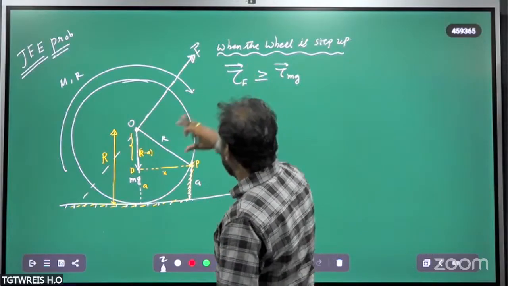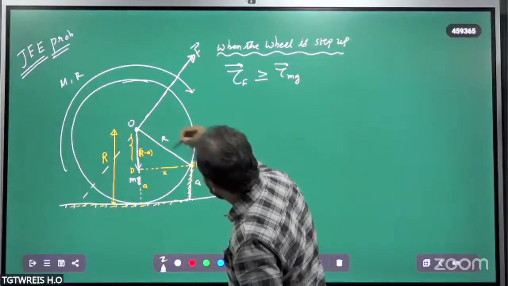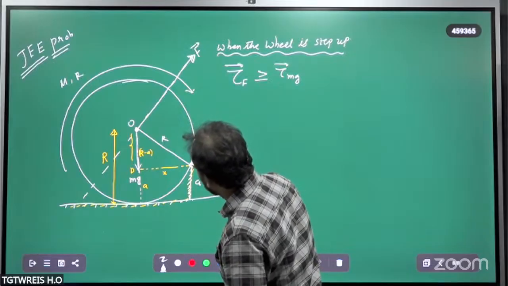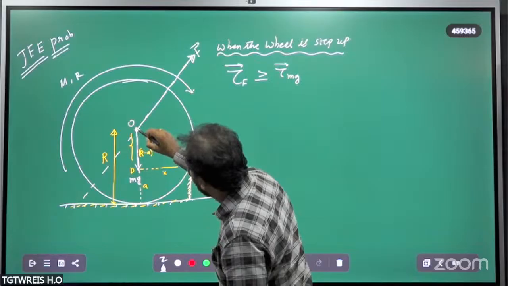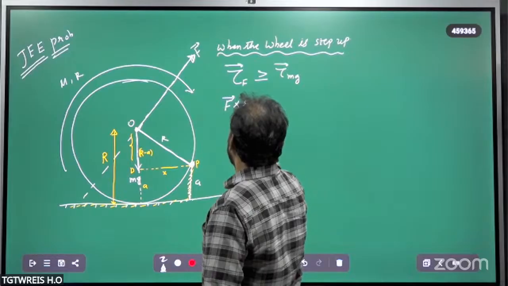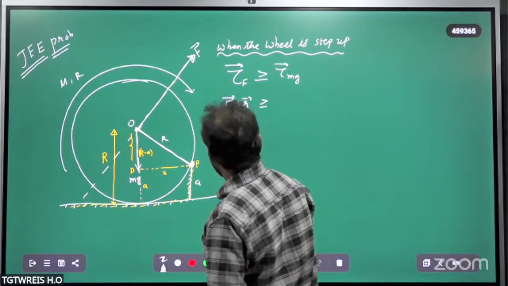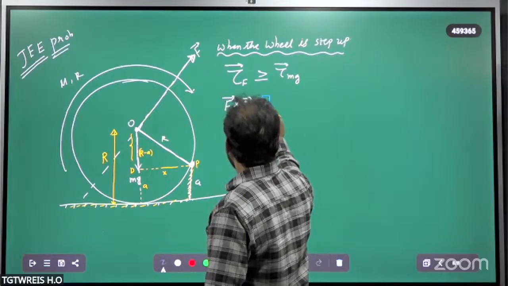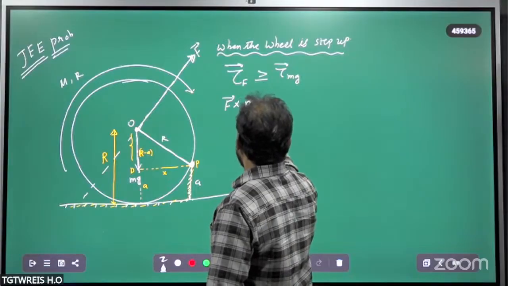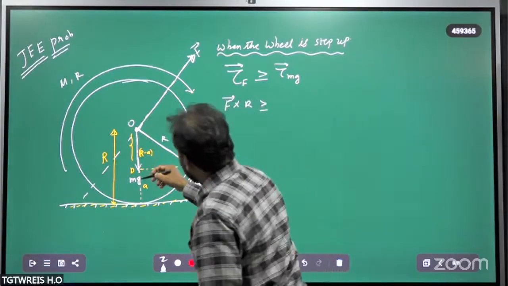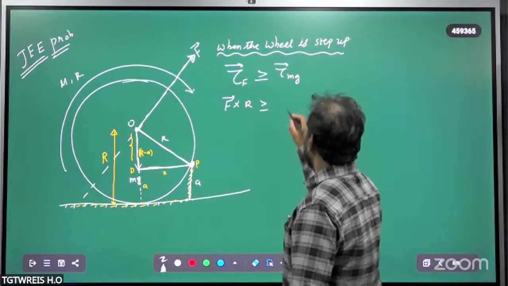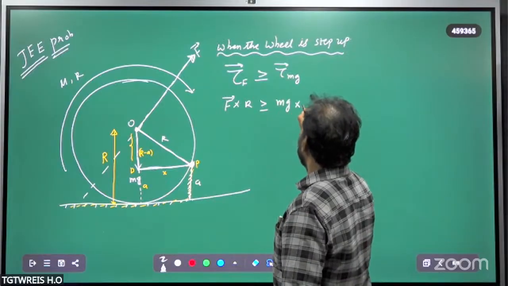What is the torque experienced by the force? You have to calculate about this point of contact. About this point of contact, the torque acting on the wheel due to the force is given by F cross R, where capital R is the radius. This is greater than or equal to the torque due to mg, whose perpendicular distance about this point of contact is x. That is mg into x.